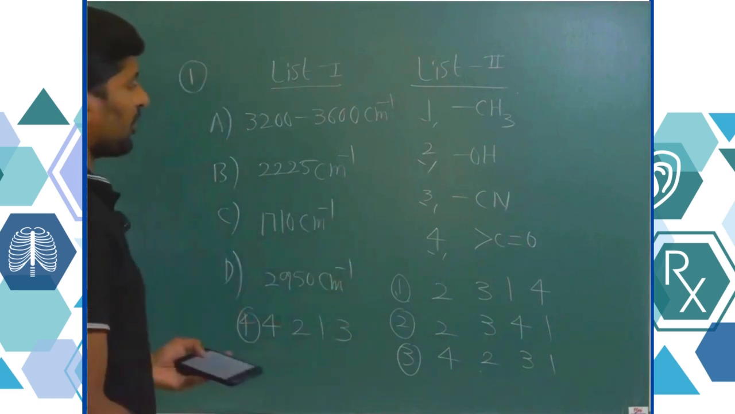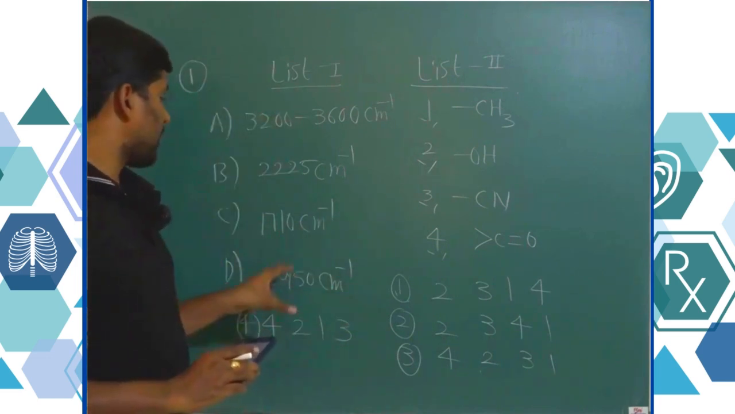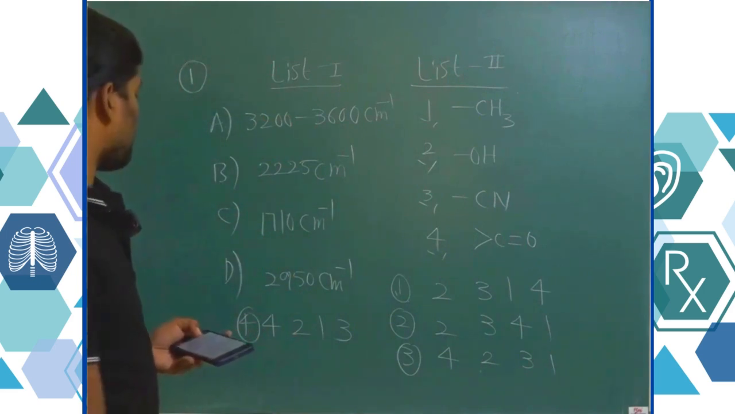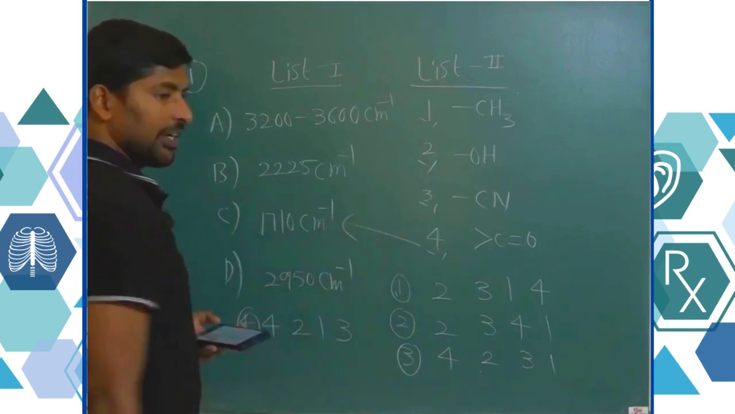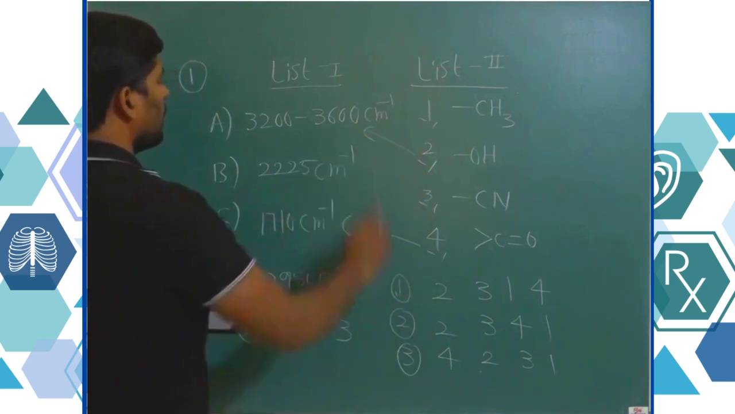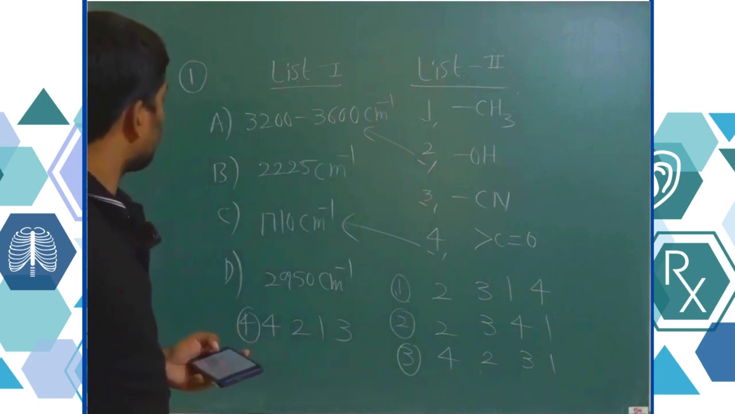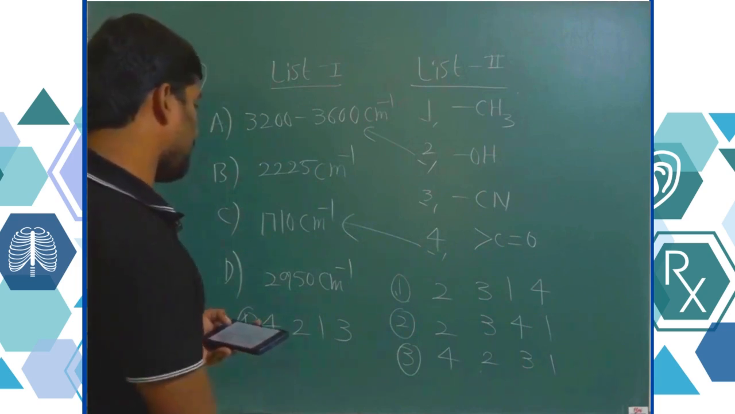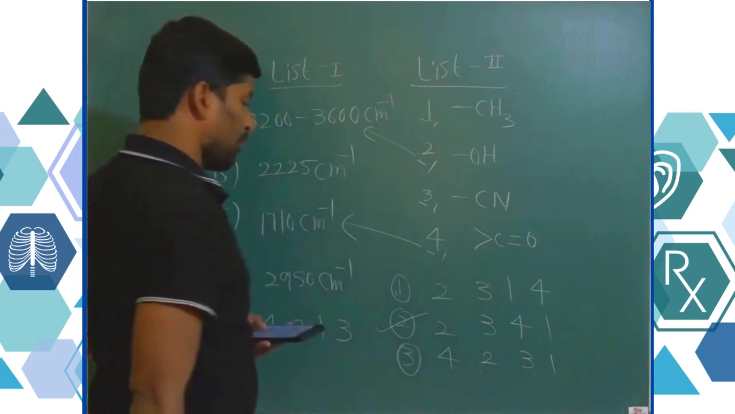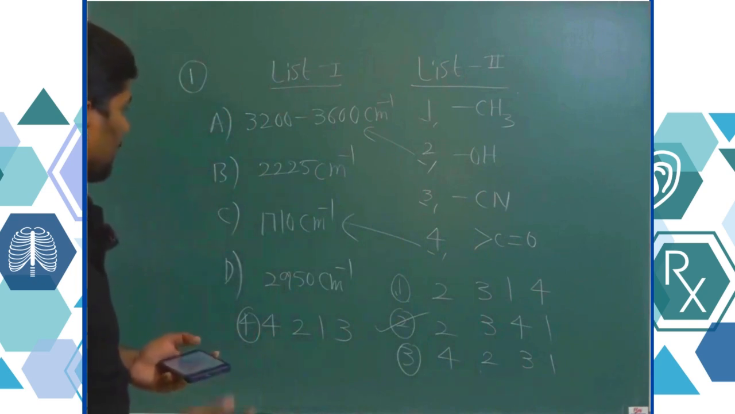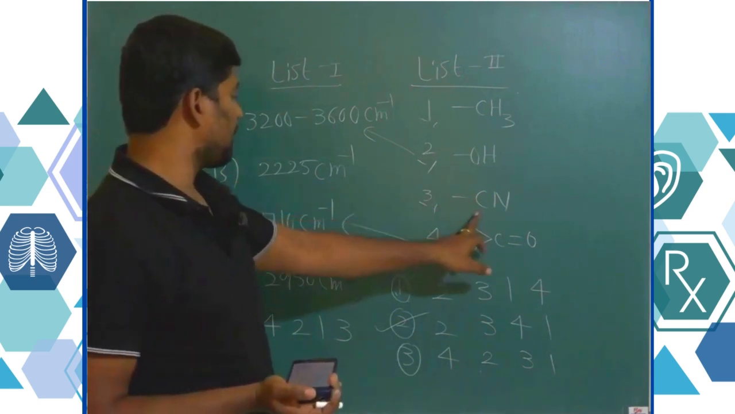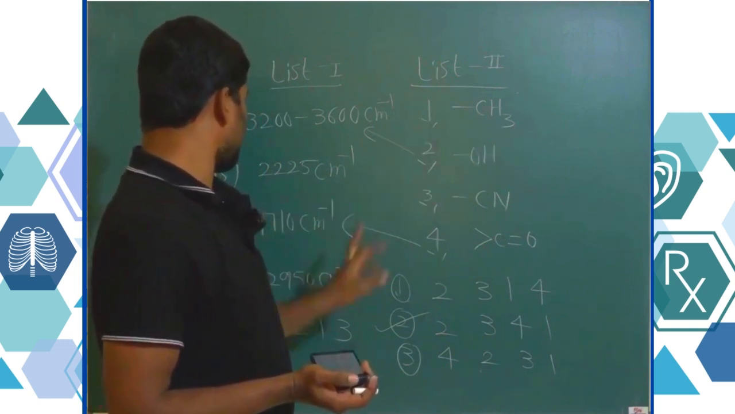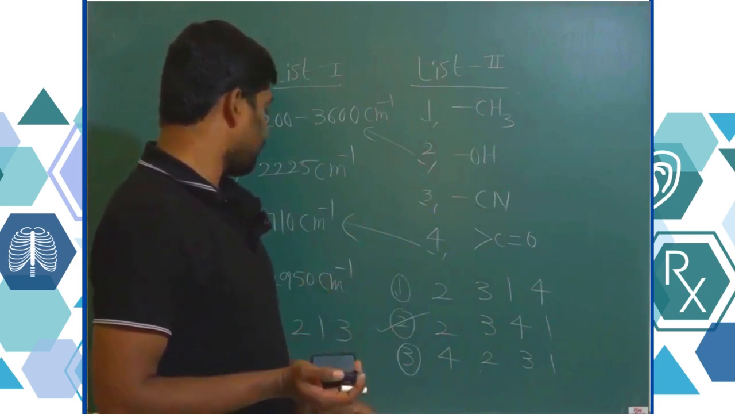So I have given some of the functional groups' corresponding vibrational frequencies. What about the C double bond O group? C double bond O group is around 1700. OH group is around 3200 to 3600. So we have A2, C4. If you see A2, C4, that is given only in option 2. And that means B3. So C triple bond N, its vibrational frequency is 2225, and CH3 vibrational frequency is around 2950.